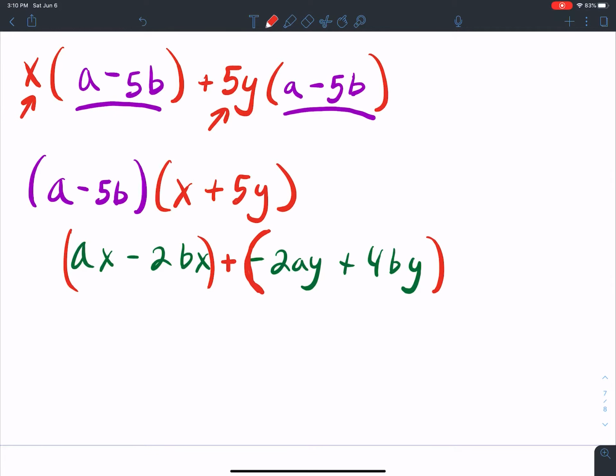But this is so critical. You group the first two, group the second two, and there has to be a plus in the middle here for this technique to work. Guys, you're going to use this for the rest of the course, so we got to know how to do this.